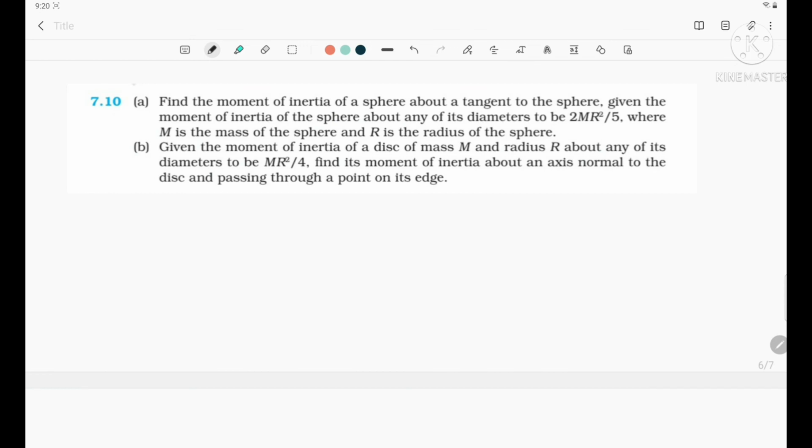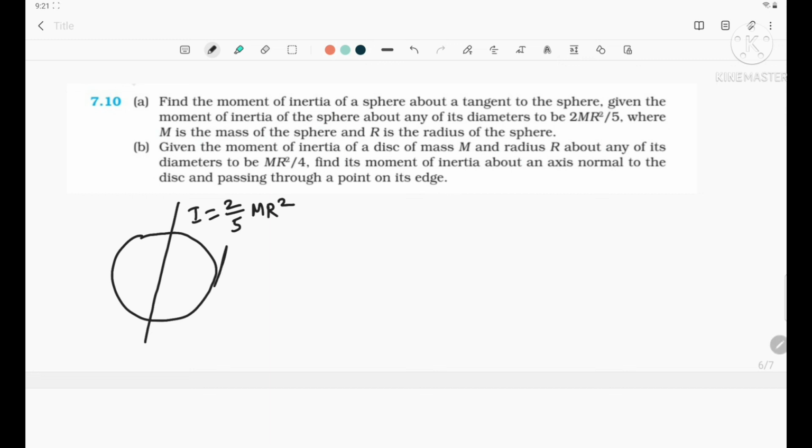Question number 7.10. Find the moment of inertia of a sphere about a tangent to the sphere, given the moment of inertia of the sphere about any of its diameters to be 2 by 5 mr square, where m is the mass of the sphere and r is the radius of the sphere. So basically we have to use the parallel axis theorem. We have a sphere and an axis whose moment of inertia is known. That is passing through the center of mass and it is crossing its diameter. In a sphere, all the lines which pass through the center of mass will obviously be a diameter. So I is equal to 2 by 5 mr square.